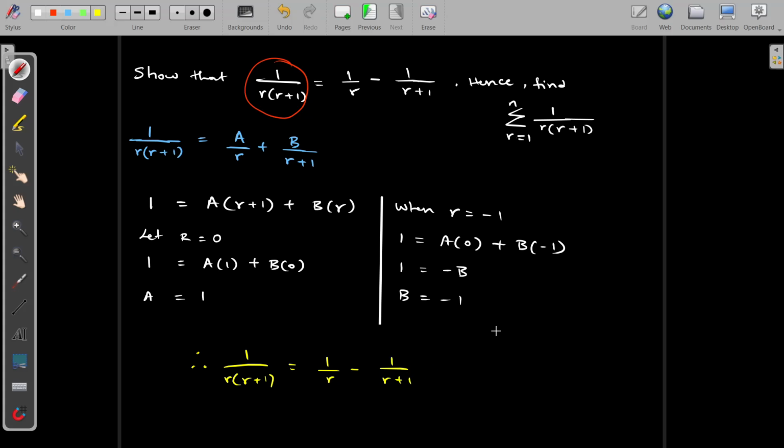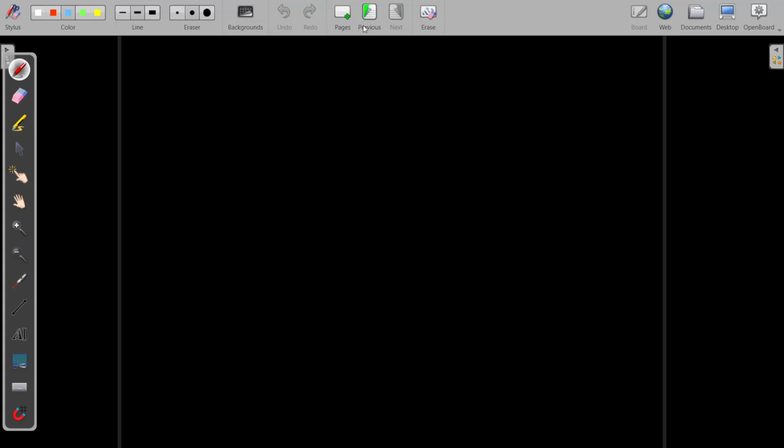Then they said, hence, so for this part, we need to find the sum of that. And what we just found is what we'll have to use to prove it. So let me get on a new page. So this is the hence. They want us to find the sum from r equal to 1 up to n of 1 over r(r+1).